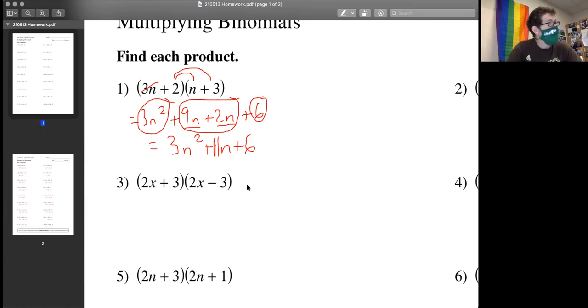All right, so that's multiplying binomials. What we're going to be doing is we're going to be factoring quadratics. And a quadratic is this kind of equation. Technically, a quadratic is any equation that has your variable raised to the second power at the highest degree. So basically, this one has n raised to the second power.